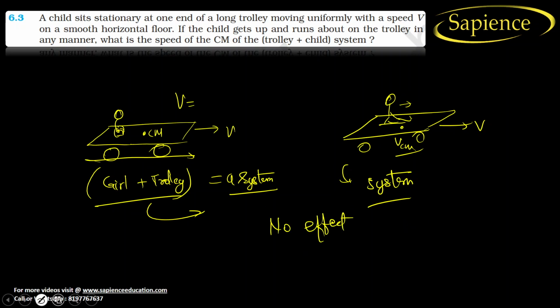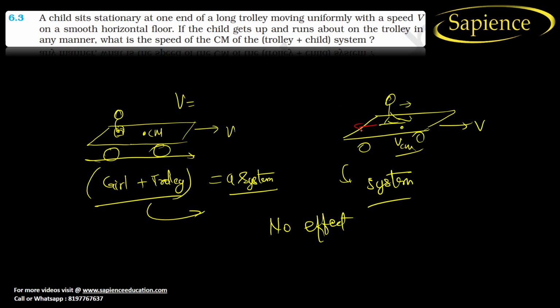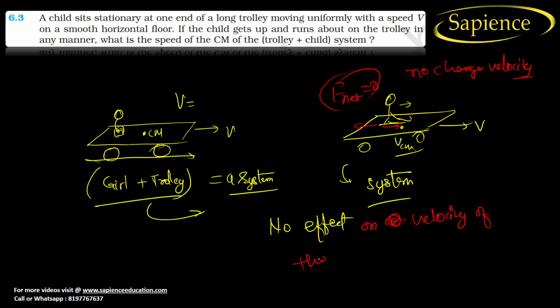for example, if the girl is applying a force on the trolley in this direction, the trolley will also apply a force in the opposite direction. So the net force will be 0. If the net force is 0, there is no change in the velocity. So definitely there will be no effect on the velocity of the center of mass. I hope you have understood right now.